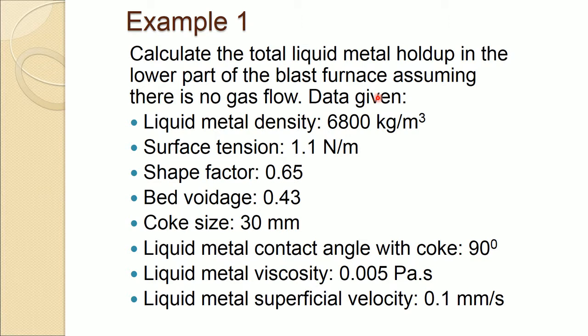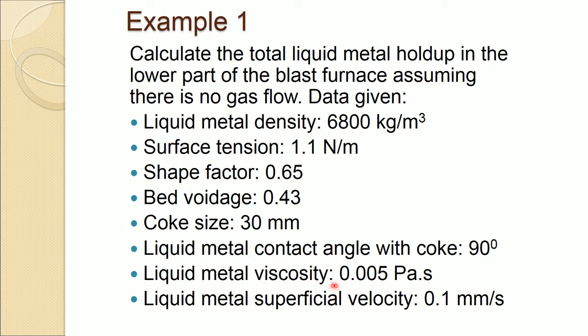Data given: liquid metal density 6800 kg per meter cube, surface tension 1.1 Newton per meter, shape factor 0.65, bed void 0.43. These are usually the actual conditions of the blast furnace. Coke size in the dropping zone is about 30 millimeter. Liquid metal contact angle with coke is about 90 degree. So, that is sort of at the boundary of the non-wetting condition.